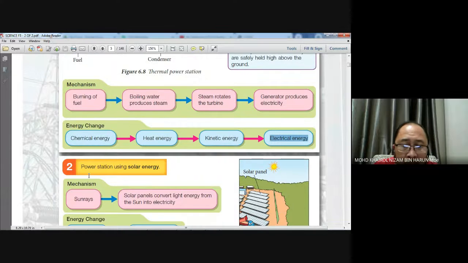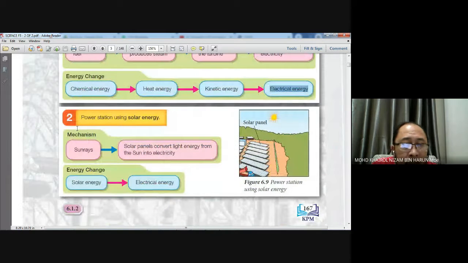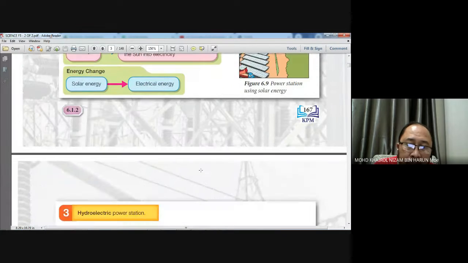For example, the example given for number 2, a power station that uses solar energy. So this solar energy, they are using the energy coming from the sun, and they change it into electricity.